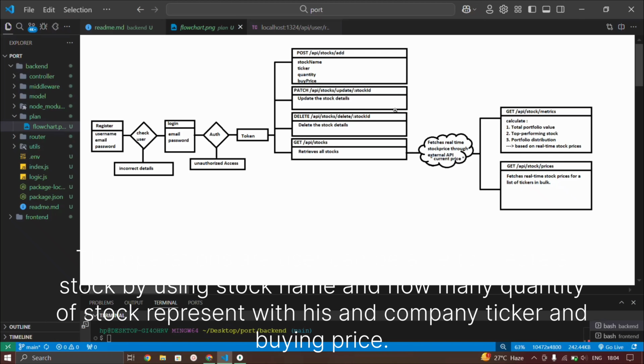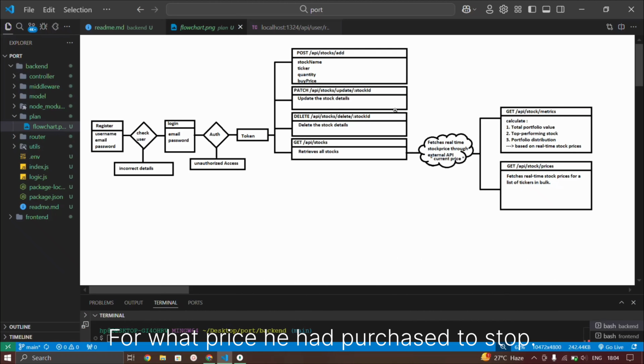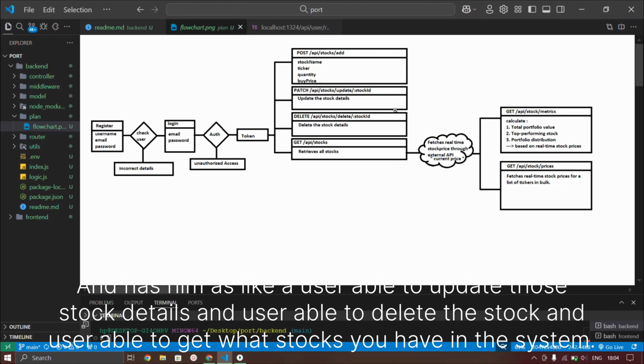The user is able to create a stock by using the stock name, how many quantity of stock he has, the company ticker, and the buying price, the price at which he purchased those stocks. Likewise, the user is able to update those stock details, delete a stock, and get what stocks he has in the system.